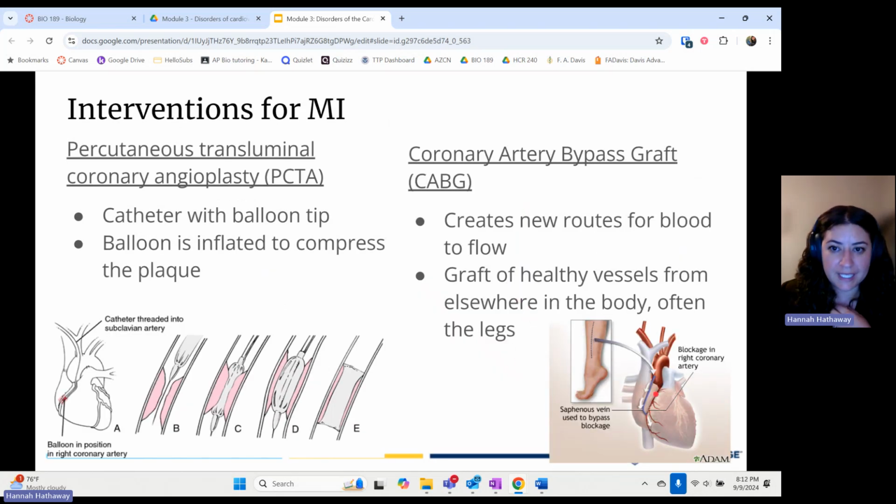So usually the way this is done is grafts of healthy vessels are taken from somewhere else in the patient's own body, as opposed to donor tissue. It's just because you're not as likely to reject or have adverse side effects from your own tissue. Oftentimes these vessels come from the saphenous vein in the leg, just because it's easy to access and it's right there. So it's attached to the aorta and then down into the coronary circulation to bypass that blockage. So those are the two interventions for CAD.